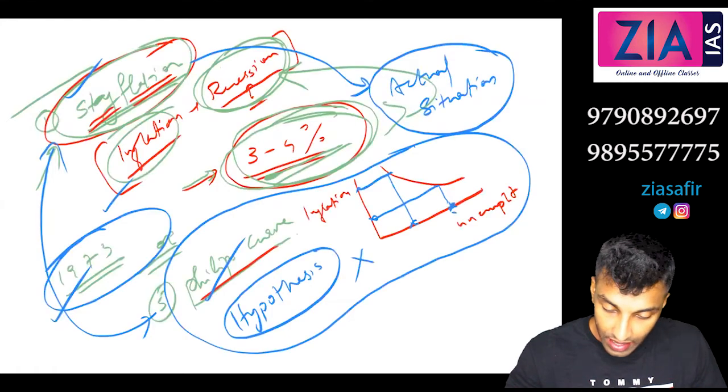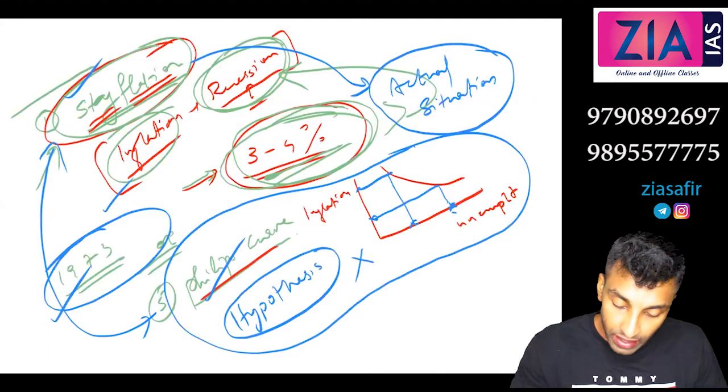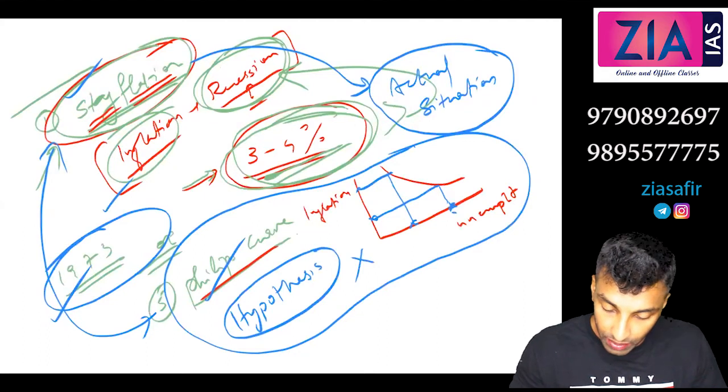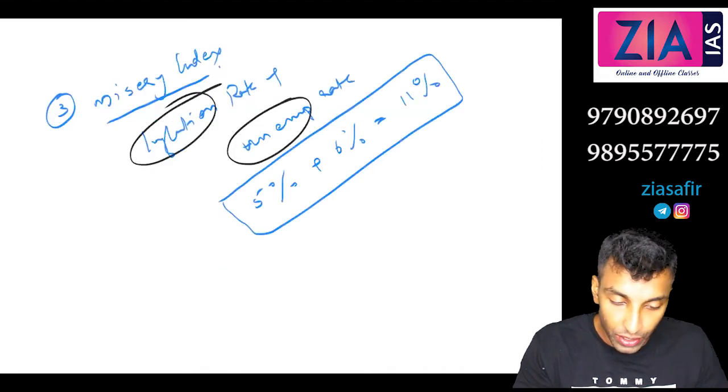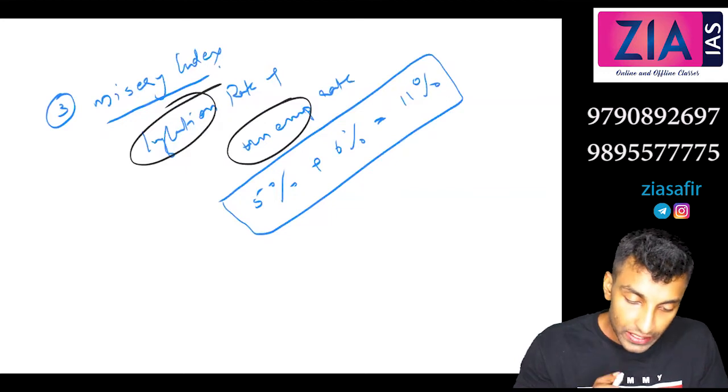See, what is the problem here? Inflation and unemployment. Yeah, here you can see inflation, unemployment. Here also inflation, unemployment. In misery index also we are talking about what? Inflation and unemployment. So that is why I have made it as a different set. 1, 2, 3. This is connecting the inflation and unemployment.